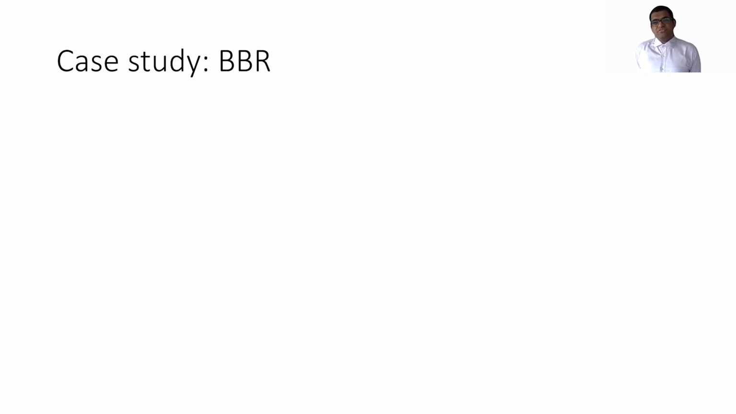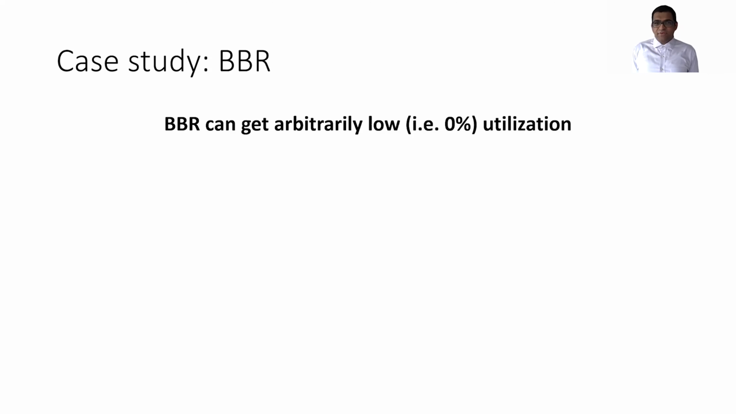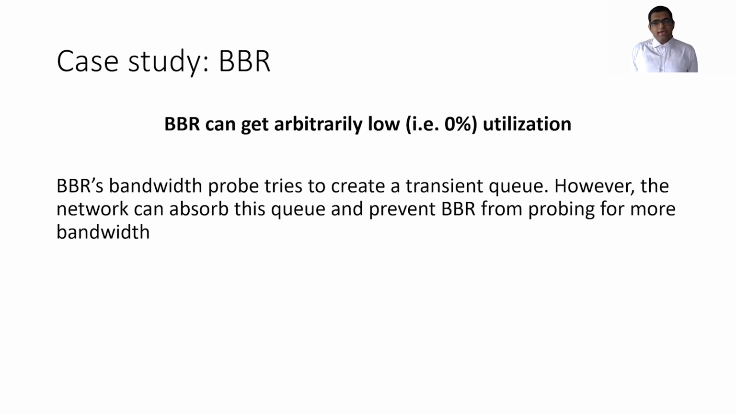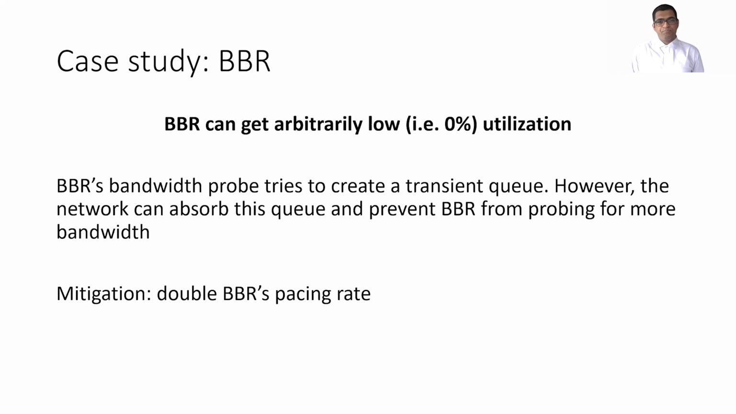We asked the same question for BBR, and SIGCOMM again found that BBR can get arbitrarily low utilization. And what SIGCOMM found is that BBR periodically tries to probe for bandwidth by creating a transient queue. But the network can absorb this transient queue and prevent BBR from ever realizing that more bandwidth is available. And when we sat down and thought about the SIGCOMM model, we found that there is a mitigation for this, which is to simply double BBR's pacing rate.